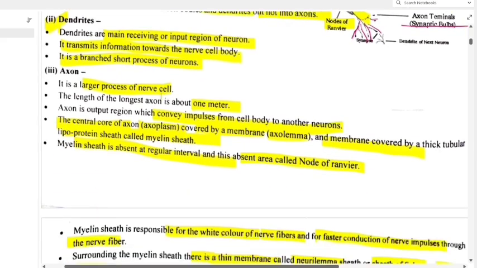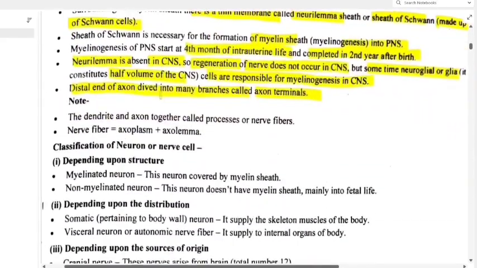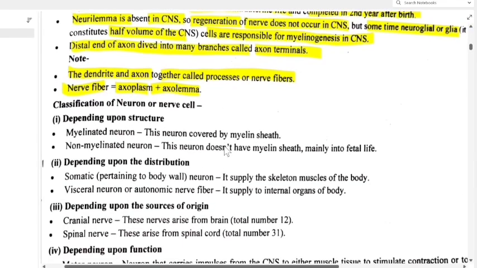Now, a special note they have underlined: the dendrites and axon together are called processes or nerve fibers. So what is a nerve fiber? That is axoplasm plus axolemma. Now, classification of the neuron or nerve cell.